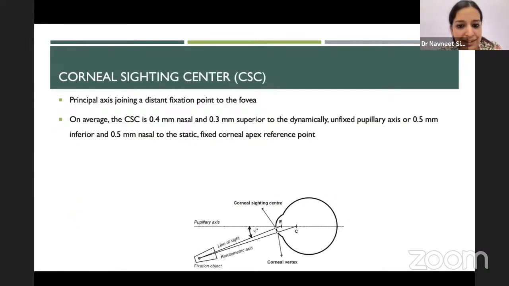Second is the corneal sighting center. The corneal sighting center is the principal axis joining a distant fixation point to the fovea. As you can see, the line of sight passes through the center of the pupil, whereas the corneal sighting center is an axis passing from the fixation object to the center of rotation of the eye. On average, it is around 0.4 millimeters nasal and 0.3 millimeters superior to the undilated pupillary axis.